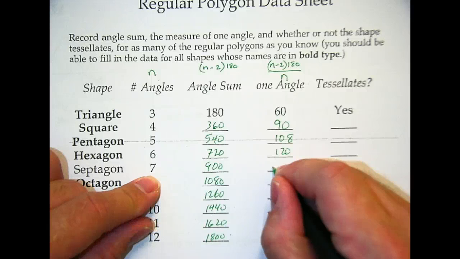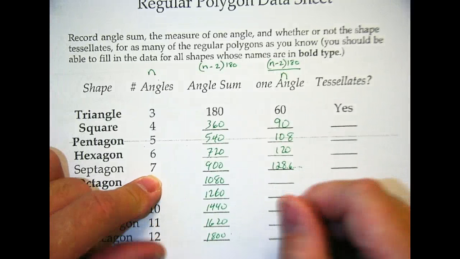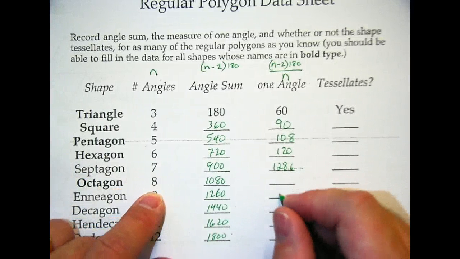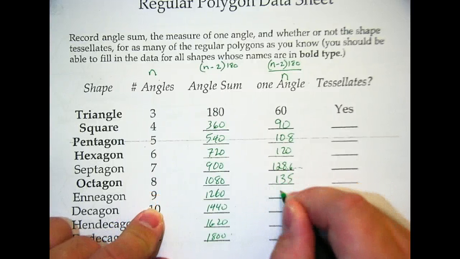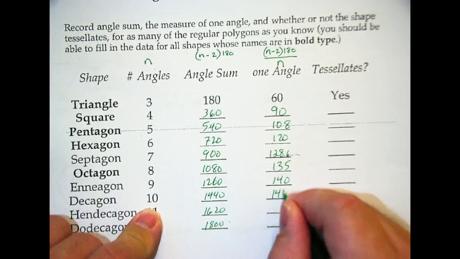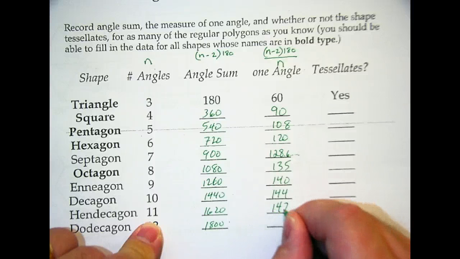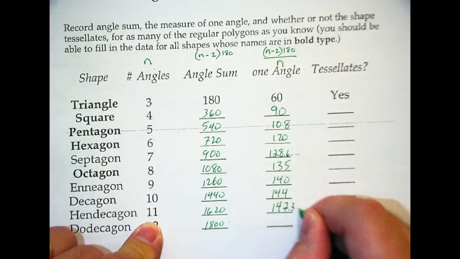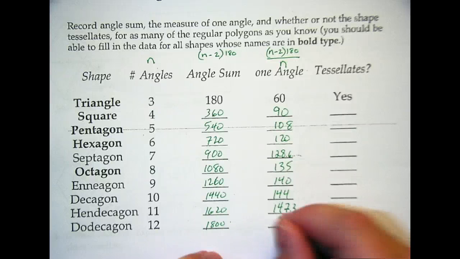Yeah, 128.6. It kind of goes on, blah, blah, blah. Okay, 8? 135. 9? 140. 10? 144. 11? 147.3. It keeps going on and doesn't end. How about 12? 150.